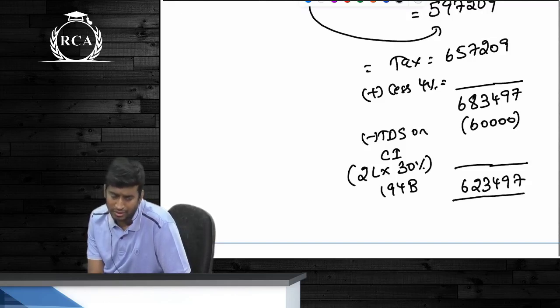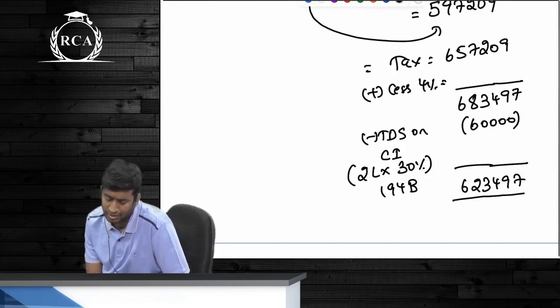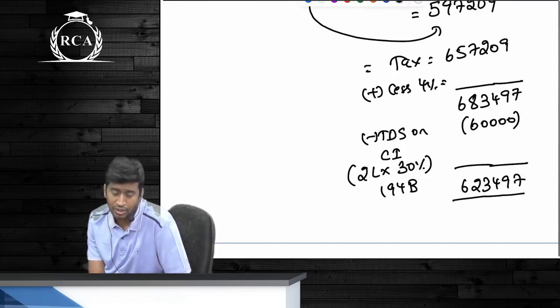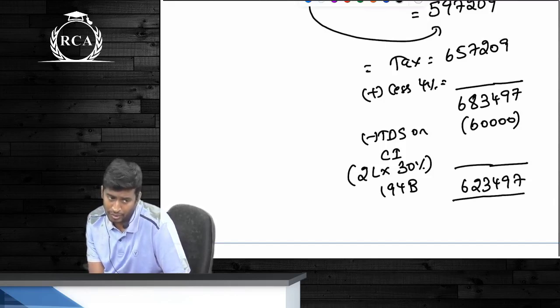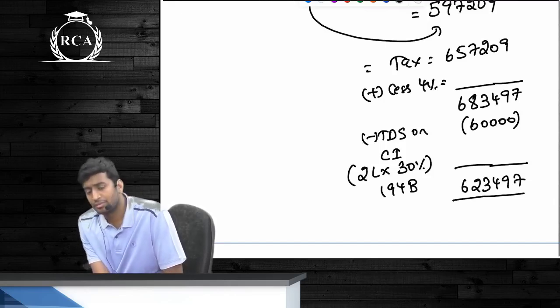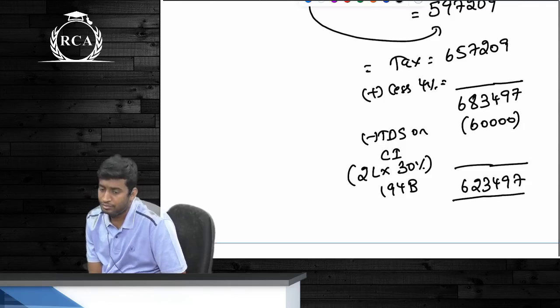Yes, you can do that too. No, 288 is for rounding off of income. 288B is rounding off tax. Okay.